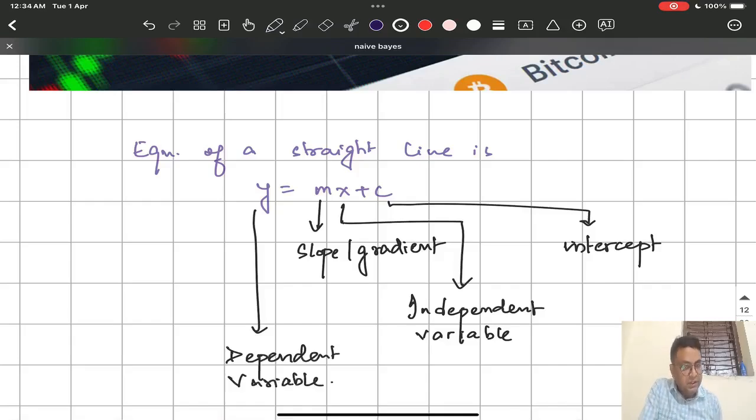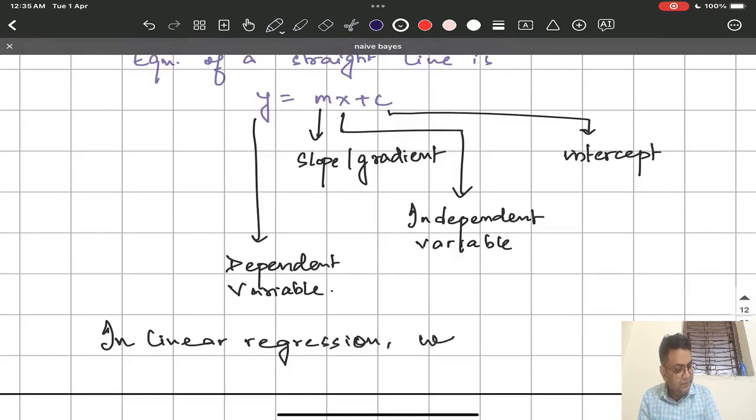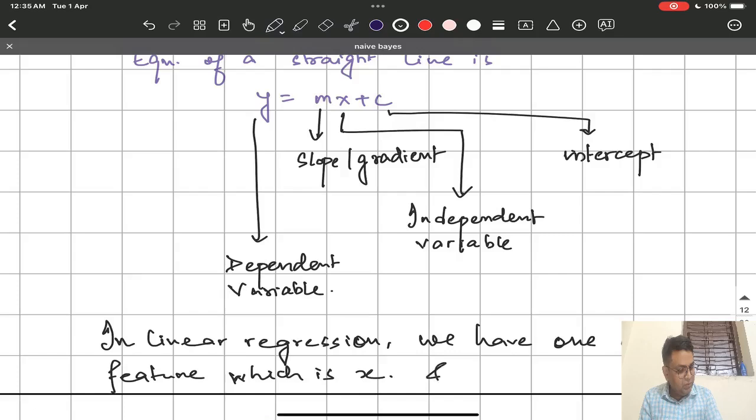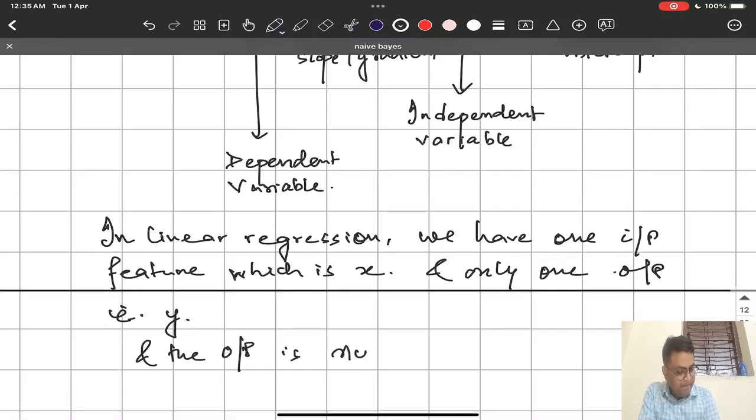Okay, that means in linear regression, we have one input feature, which is x, and only one output, that is y, and the output is numerical. Output is numerical.